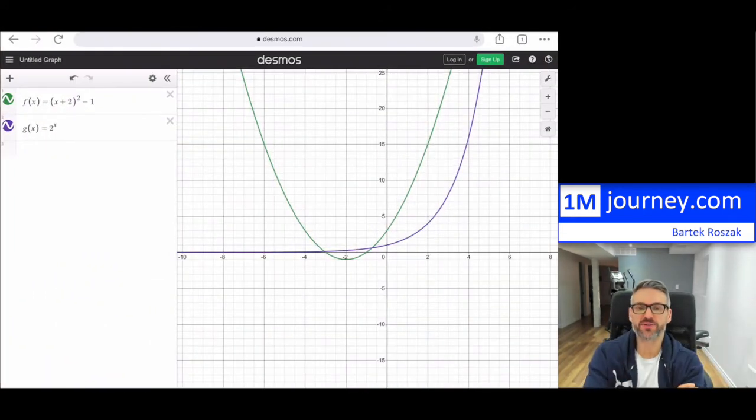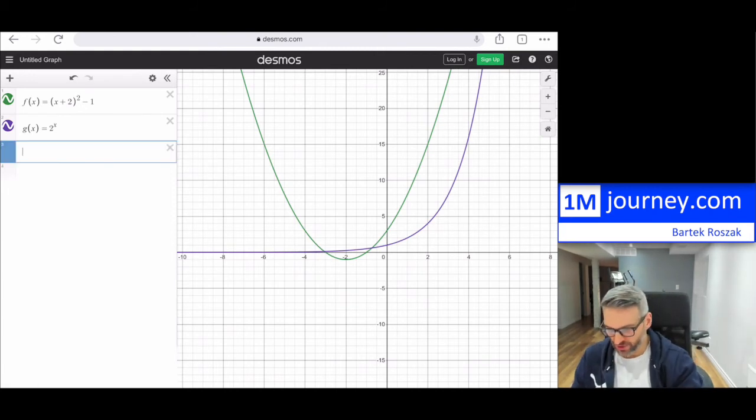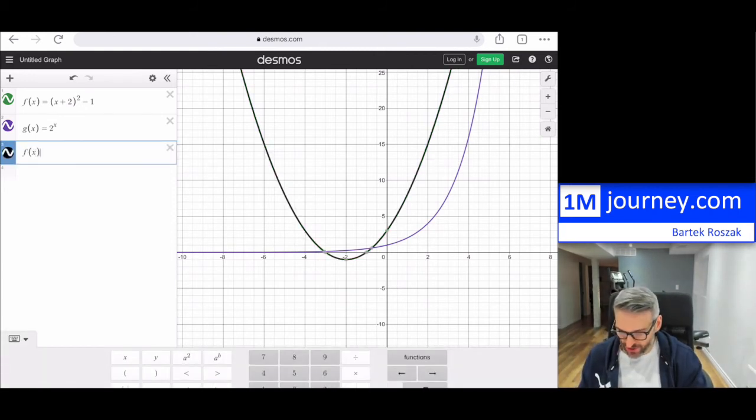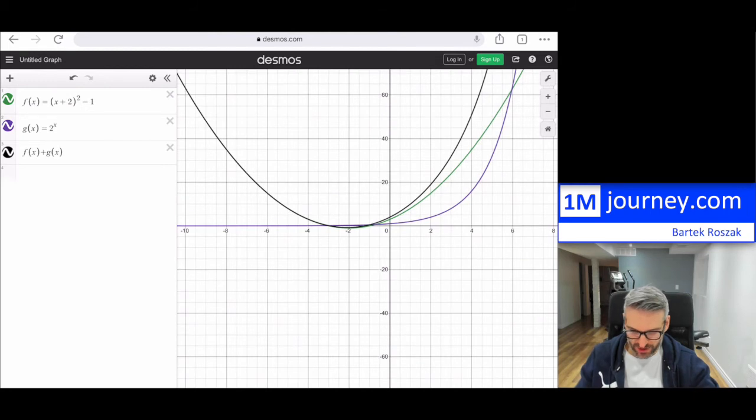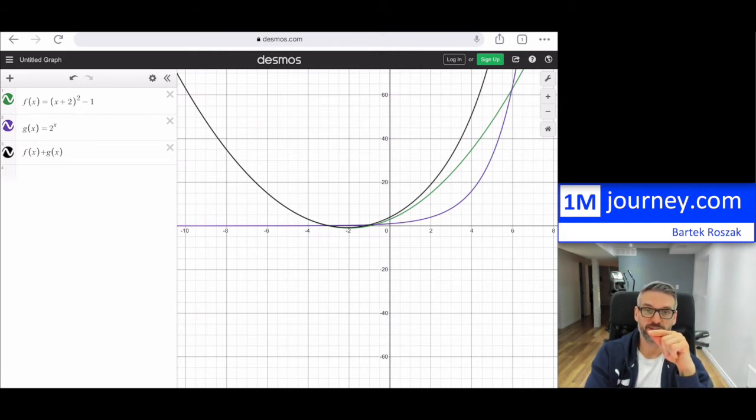If I take these 2 functions, and now I start adding them up. So let's do that. If I take f of x and g of x, notice what happens here. It's the black one. It looks like as you go to the negative side, the exponential function decays to 0, right? As you get further and further, the parabola actually starts to blow up. It goes into the positive.